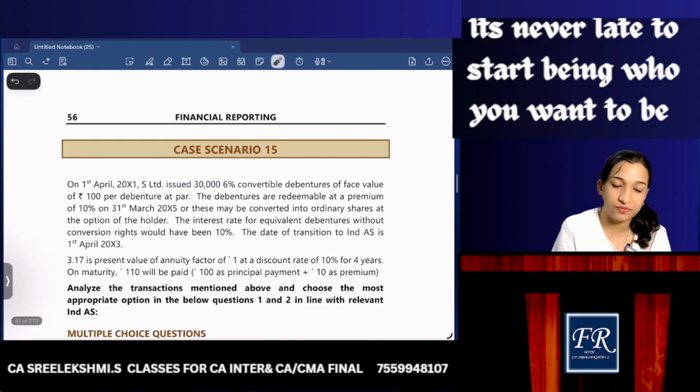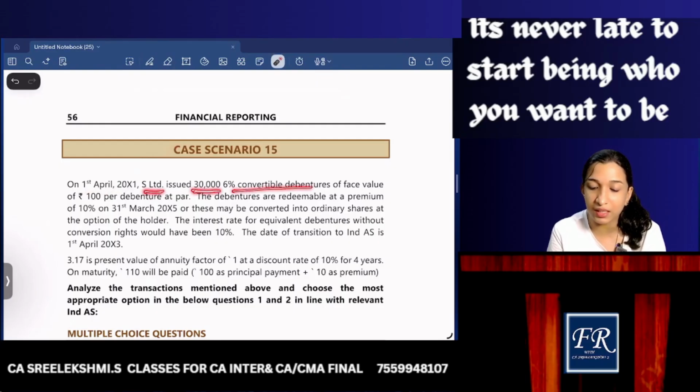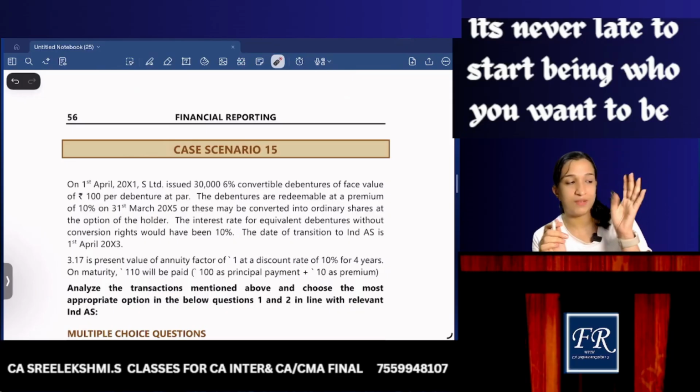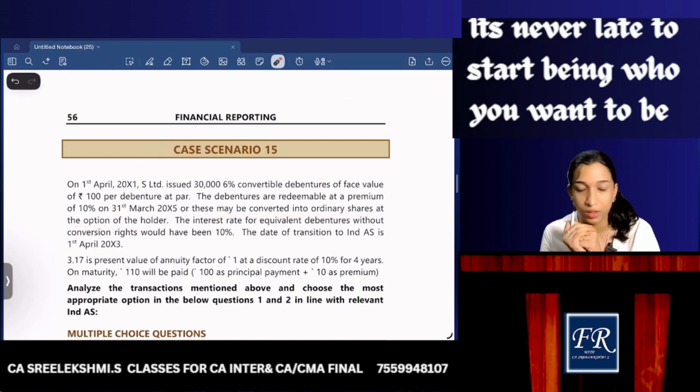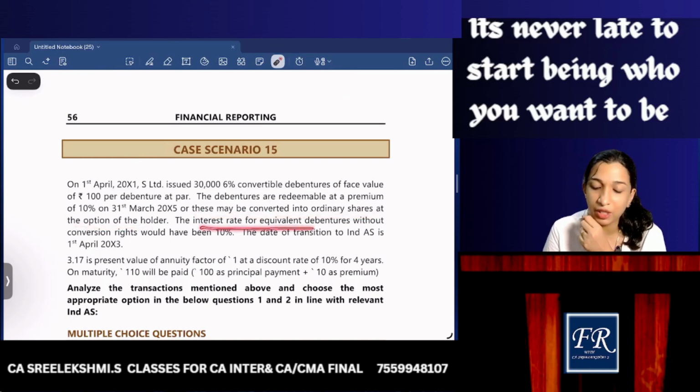Case scenario number 15. On 1st April 2011, S Limited issued 30,000 6% convertible debentures of ₹100 each. The debentures are redeemable at a premium of 10% on 31st March 15. So 11, 12, 13, 14, 15, 4 years. Or these may be converted into ordinary shares at the option of the holder. The interest rate for equivalent debentures without conversion rights would have been 10%.